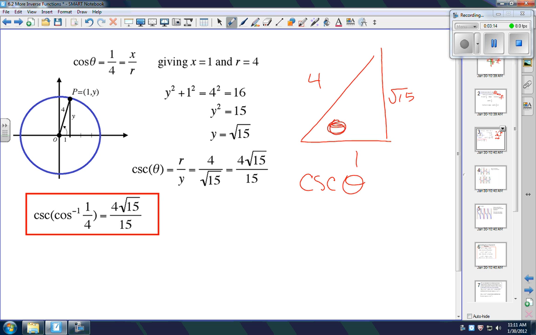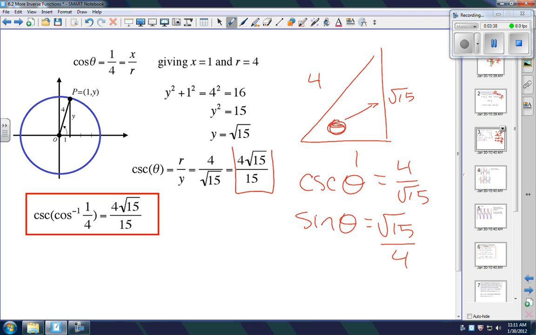Okay. I'm not great with cosecants, so I always go do sines first, and then I'll just flip it. So the sine of this guy is square root of 15 over 4. So that means my cosecant then is 4 over square root of 15. Make sure you rationalize, and it'll take you down to this guy and this guy right here.